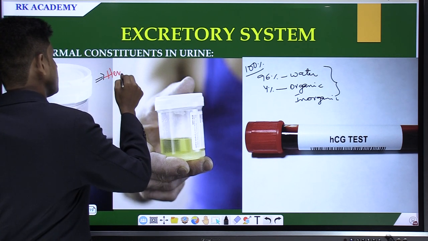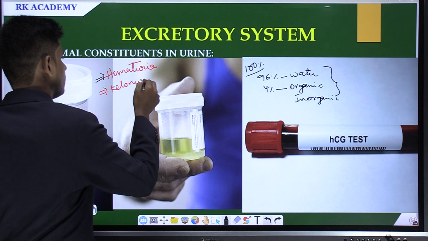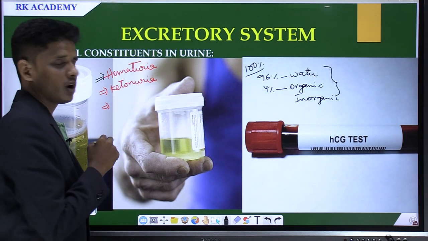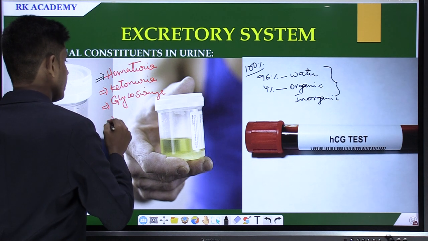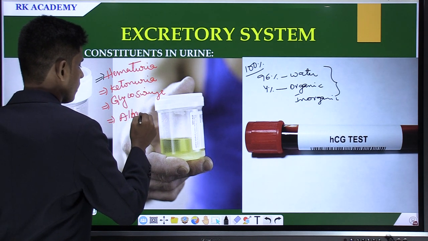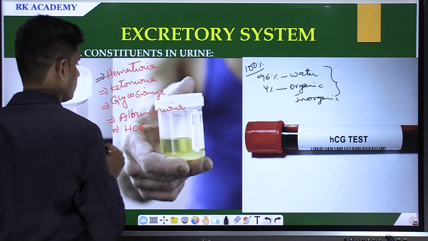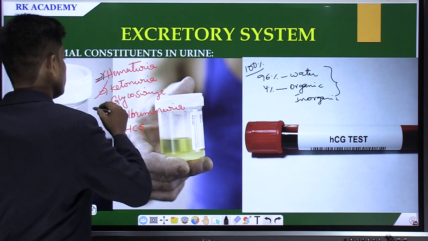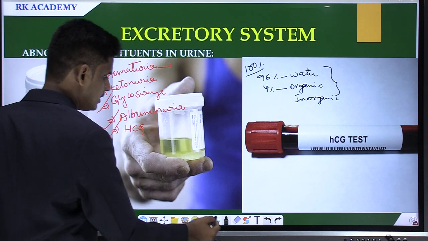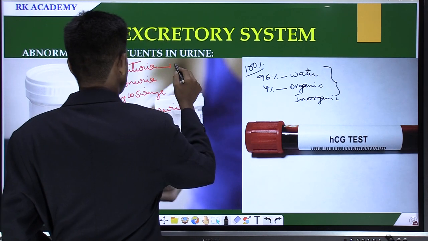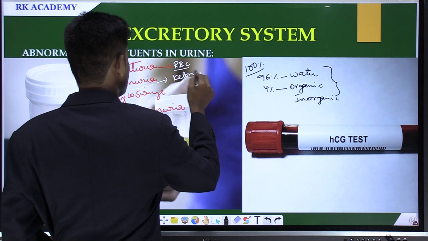First one is hematuria. Second one is ketonuria. Third one is glycosuria, and then albuminuria. And the next one is HCG. So: hematuria, ketonuria, glycosuria, albuminuria, HCG. In hematuria, you would see red blood cells passed in the urine. And in ketonuria, you would see ketone bodies in the urine.